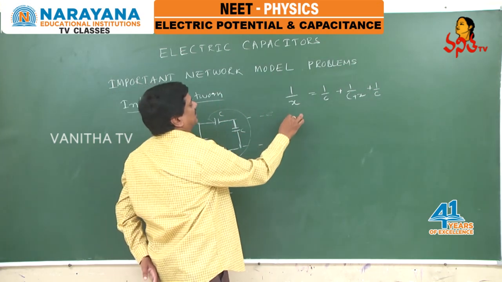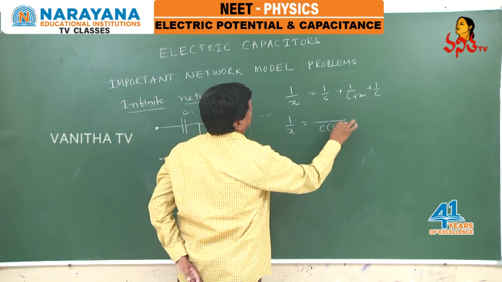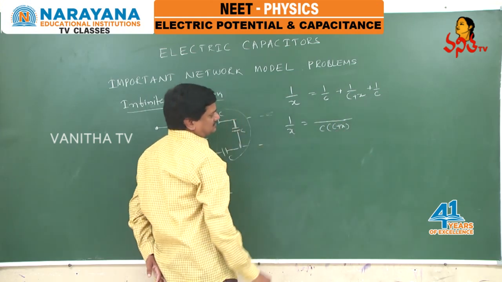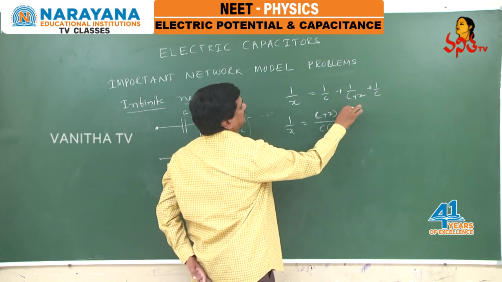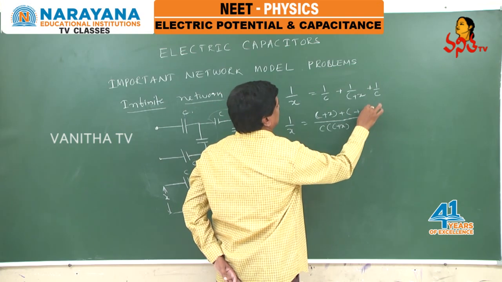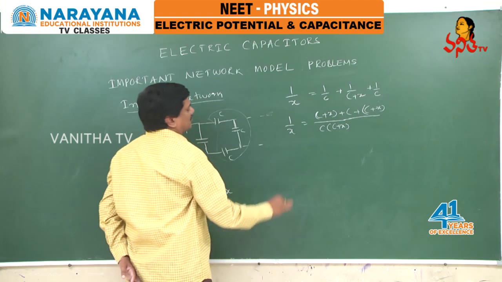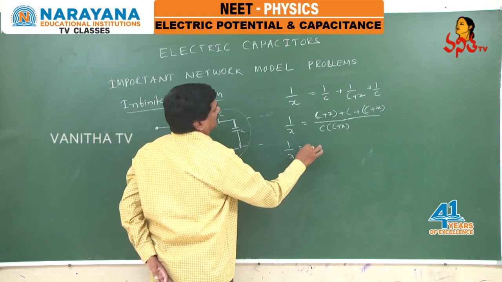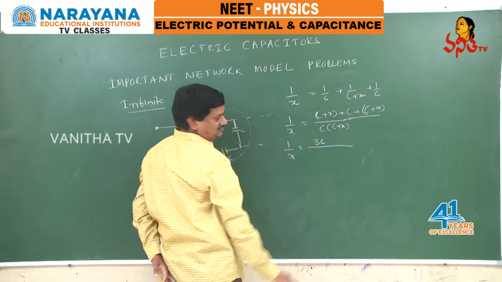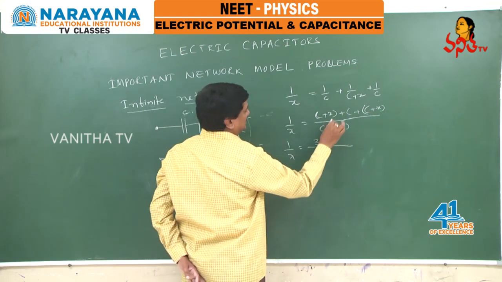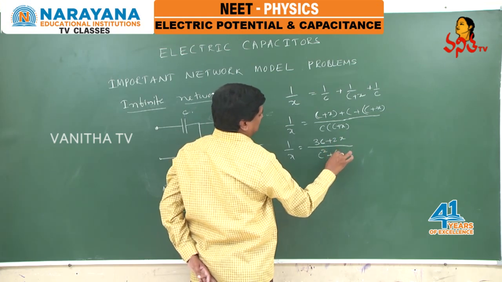So from this, I can write 1 by X equals C into C plus X. We'll get the LCM: C is already there, so I'll write C plus X. C plus X is there, so I'll write C. And again C is there, so I'll write C plus X. So 1 by X equals, in the numerator, C plus C plus C, which is 3C, and X plus X, so it is 2X. The denominator is C square plus CX.